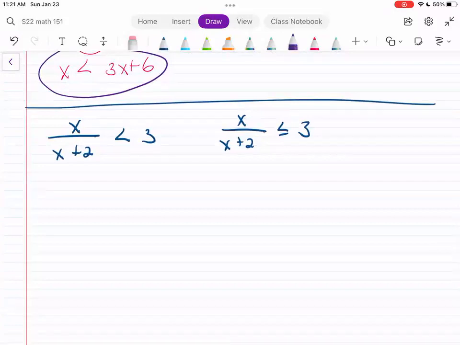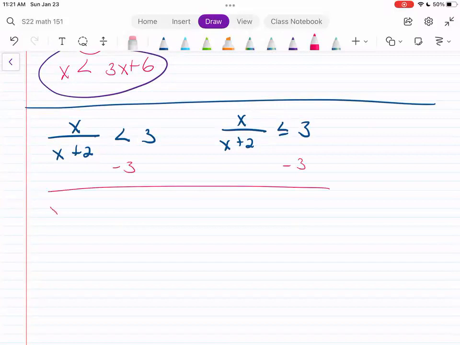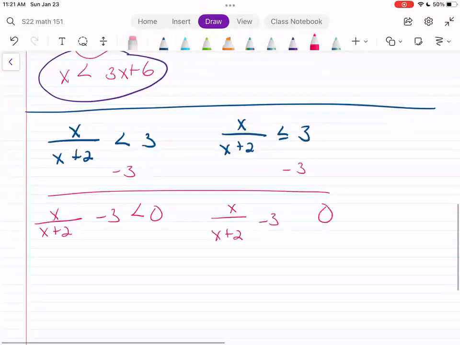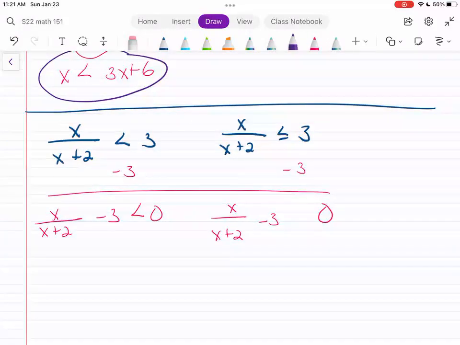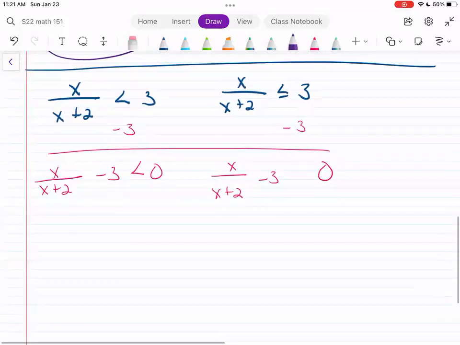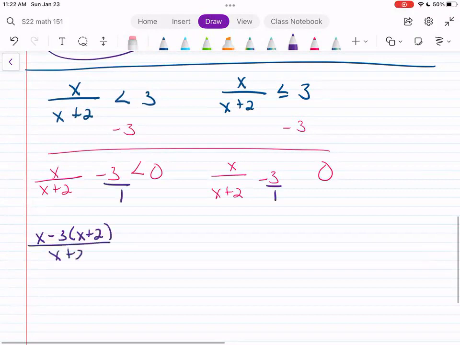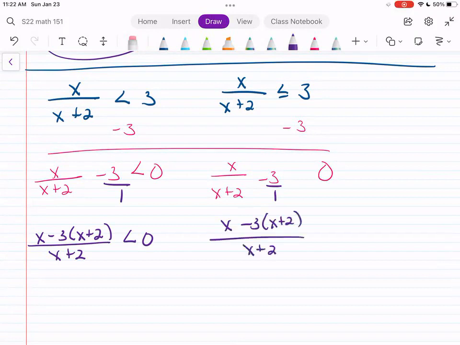Again, get it in standard form. So I'm going to subtract 3 from both sides. I get x over x plus 2 minus 3 is less than 0, and I get x over x plus 2 minus 3 is less than or equal to 0. Remembering our steps where we have to find a common denominator, this becomes x minus 3 times x plus 2 over x plus 2 is less than 0. And here we get x minus 3 times x plus 2 over x plus 2 is less than or equal to 0.